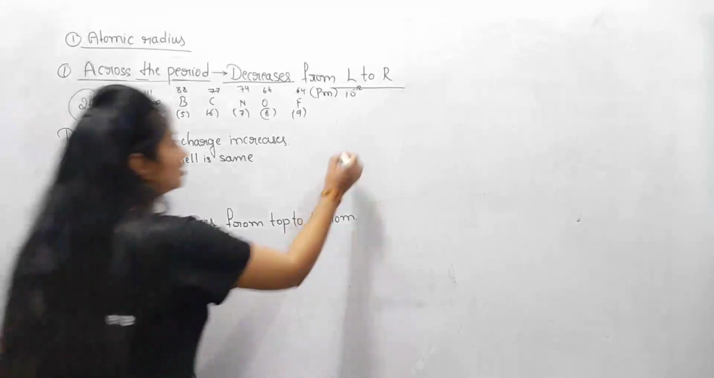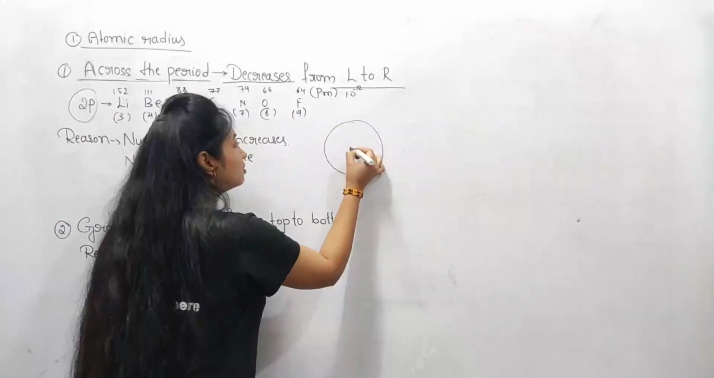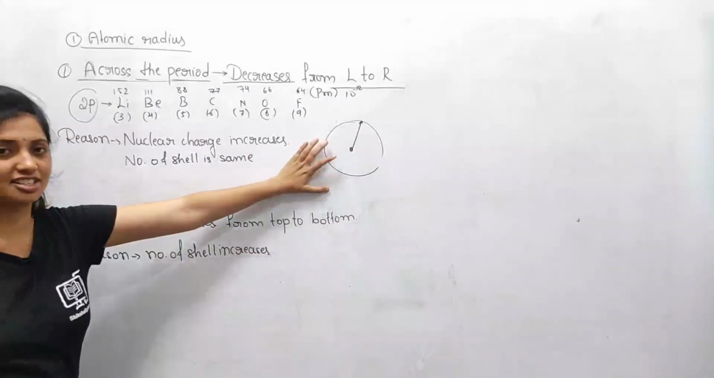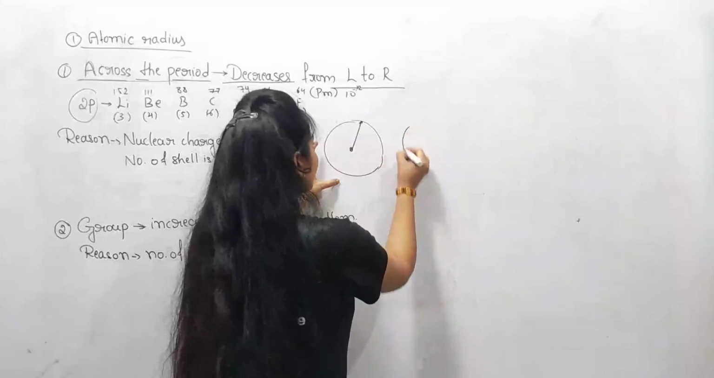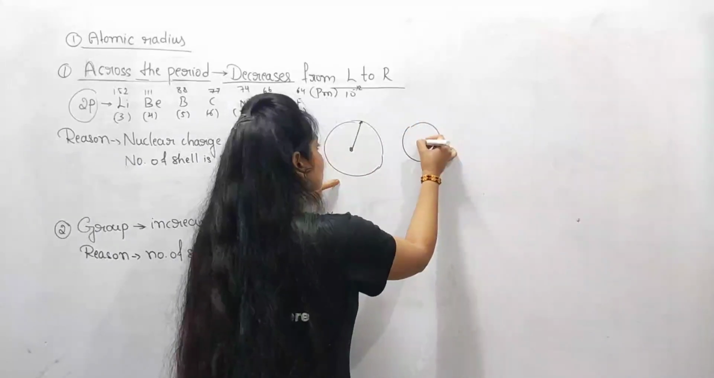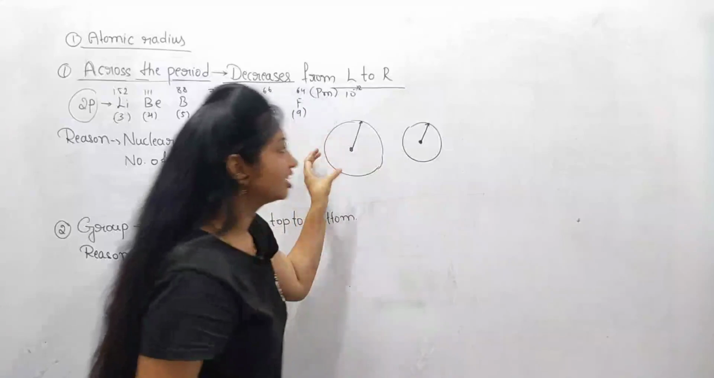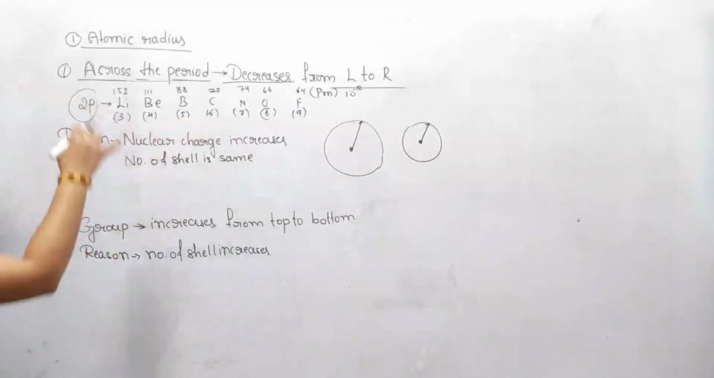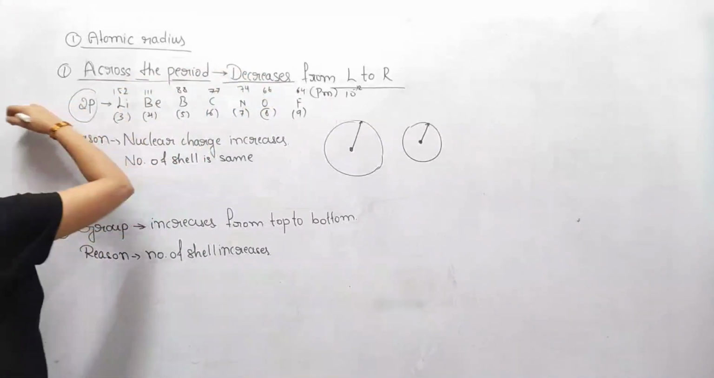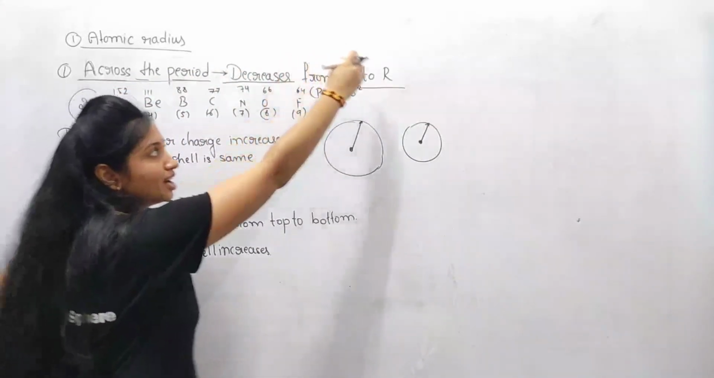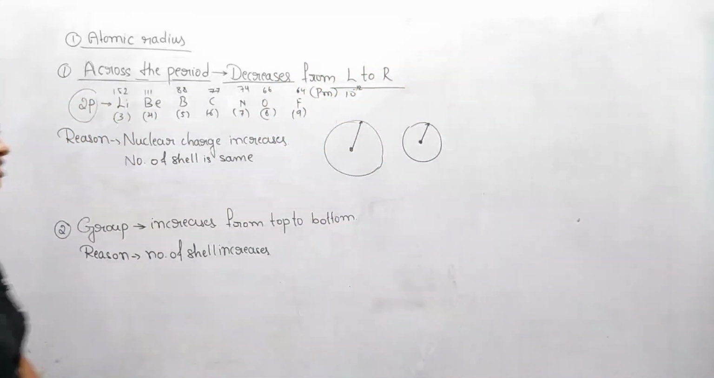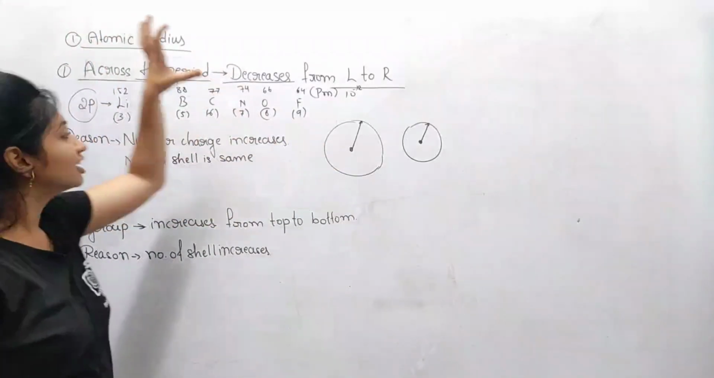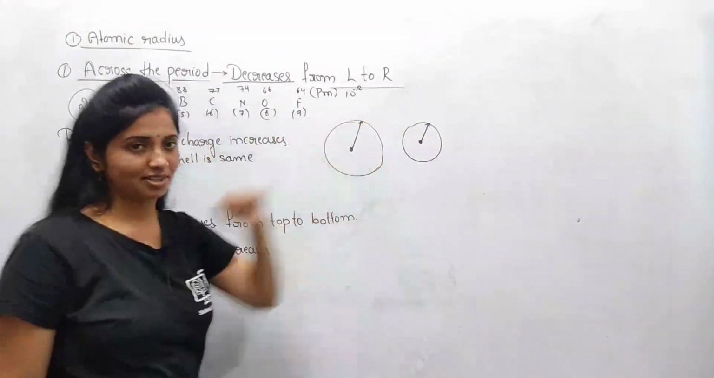Just observe, if we have a large atomic radius, then what happens? The atomic size also increases. If we have a small atomic radius, then what happens? The atomic size decreases. So the atomic size also decreases across the period, from the left to right side of the periodic table. So why does the atomic size decrease? Why does atomic radius decrease across the period?